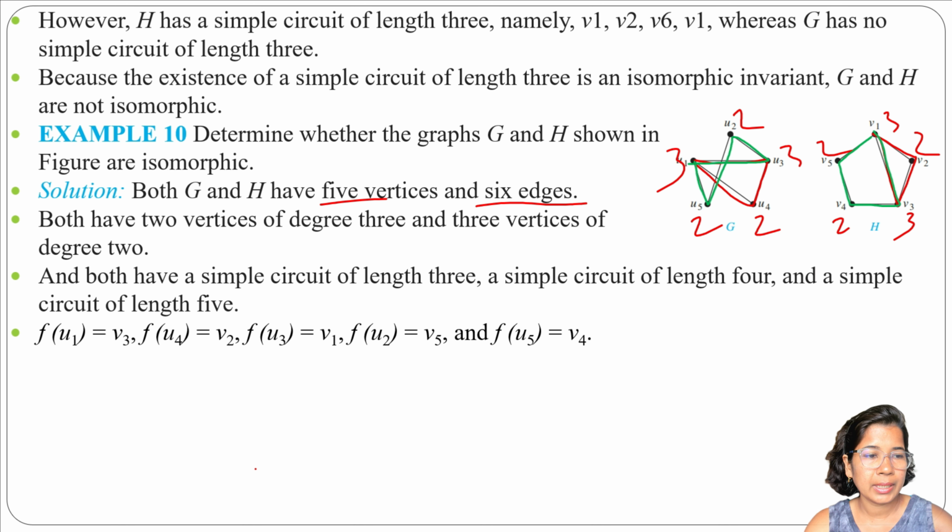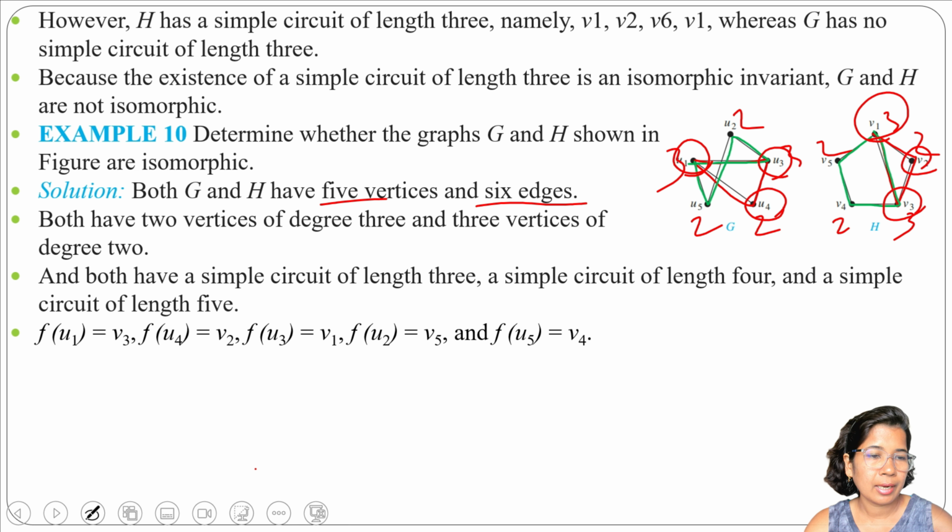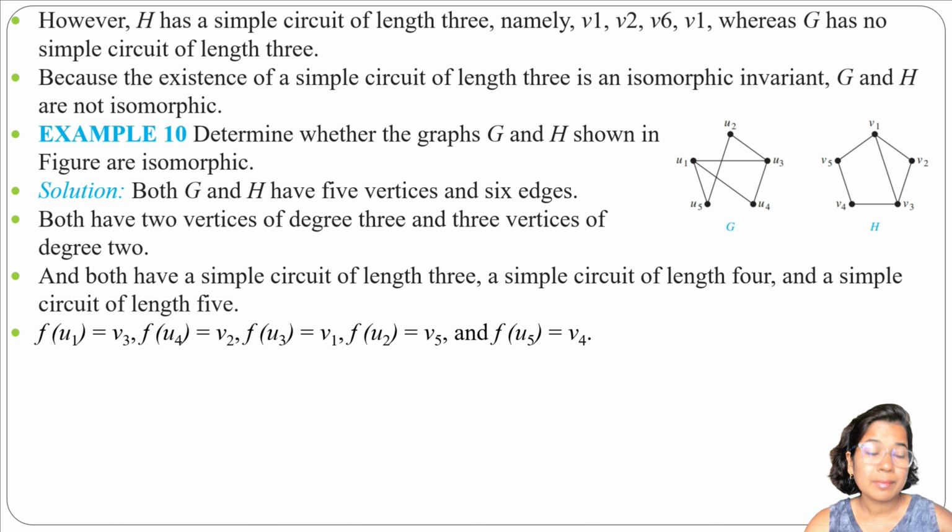U1 is the same as V3. So this is our U1, this is V3, both have degree 3. Next U4 is the same as V2, this is U4, this is V2. U3 should be the same as V1. Okay, so both have degree 3. Next U2 is the same as V5, U5 is the same as V4. As mapping is possible, we can map the vertices, hence both are isomorphic as all invariants match in graphs G and H.